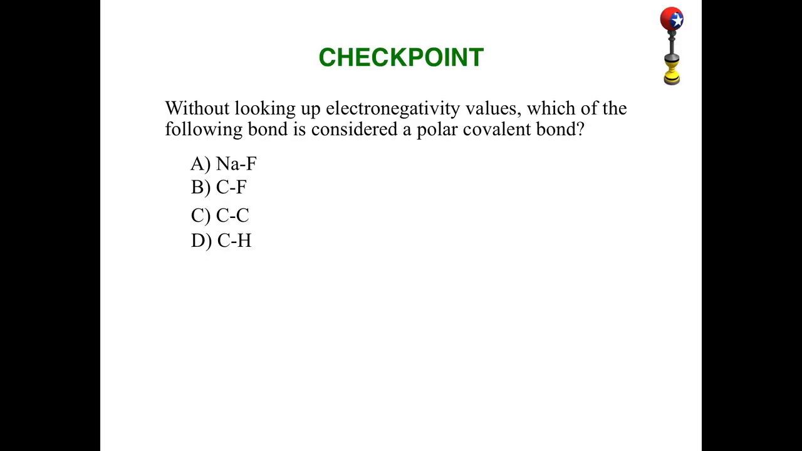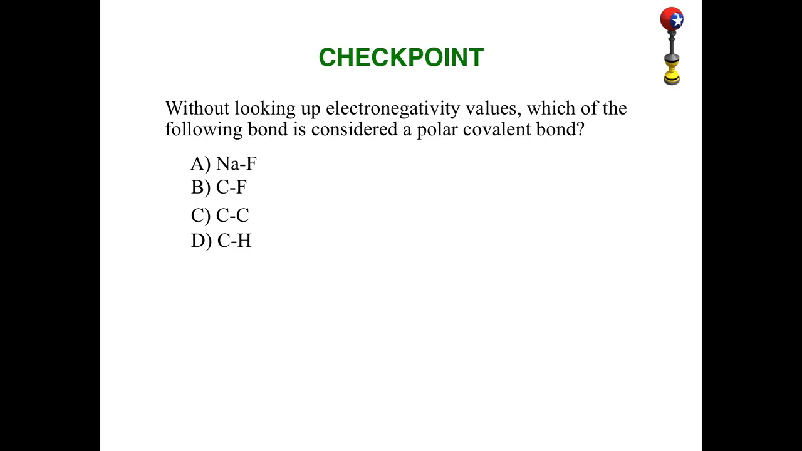Yay, checkpoint! Without looking up the electronegativity values, which of the following bonds is considered a polar covalent bond? So let's do process of elimination. You want polar covalent. Polar covalent means that they have a large enough difference in electronegativity values. So you can cancel out sodium and fluorine because one's a metal, one is a nonmetal, so that's actually ionic. So now we have carbon-fluorine, carbon-carbon, carbon-hydrogen. You can now cancel out C because carbon and carbon are identical to each other.